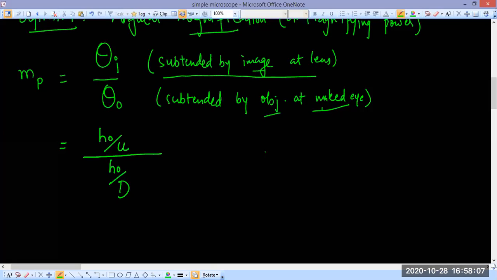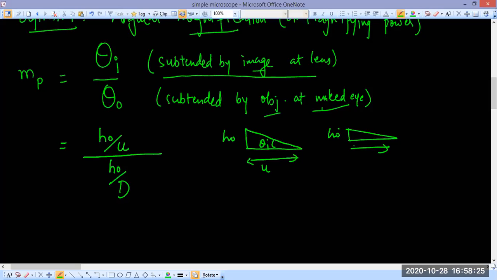પડ્યો ટપો. Look at the two triangles. એક કેસમાં અહીંયા થીટા I છે, અહીંયા HO છે અને અહીંયા U છે. So theta I is nearly equal to tan theta I. So HO upon U. અને બીજા કેસમાં અહીંયા HO છે અને અહીંયા D છે. I hope you would have understood that. Right? તો આ બધું કટ થઈ ગયું.